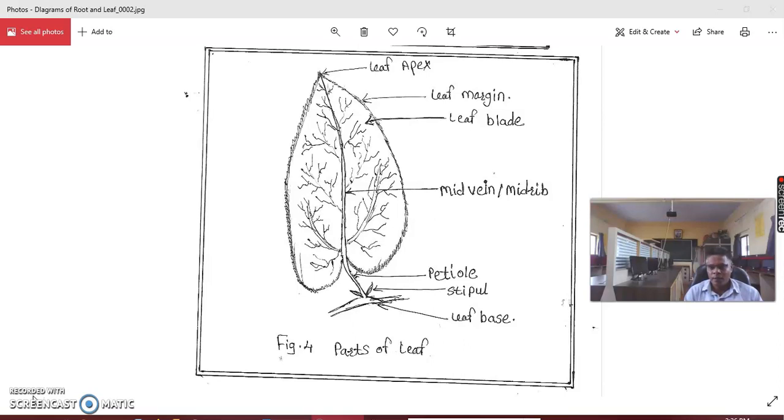There are different functions, but the number one and important function is photosynthesis. Photosynthesis is the primary function of the leaf, to manufacture food in the presence of sunlight. During the photosynthesis process, it makes sugar and starch, and it provides them to the entire plant.